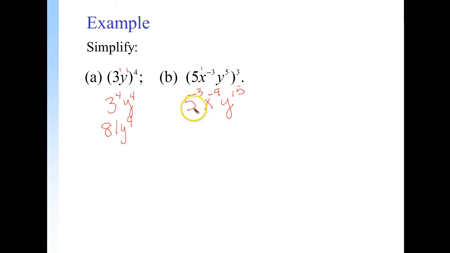And if they didn't want negative exponents, this is going to be 125 over, bring the x to the negative 9 down. In the numerator, it's negative, but in the denominator, it's positive. Y to the 15th.